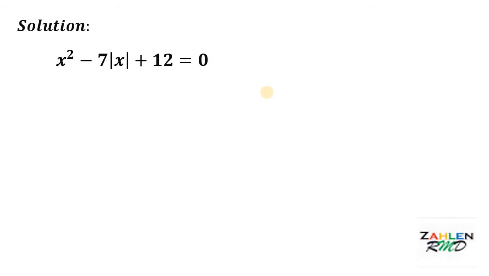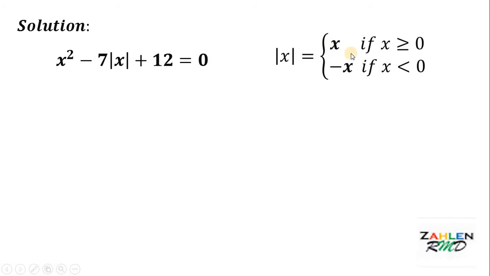To answer this question, the first thing to do is to define what an absolute value is. The absolute value of x is equal to x if x is greater than or equal to 0, and it is equal to negative x if x is less than 0. Therefore, we have two cases. Case 1 is when x is greater than or equal to 0. Thus, we have x squared minus 7x plus 12 equals 0, where we simply erase the absolute value symbol.